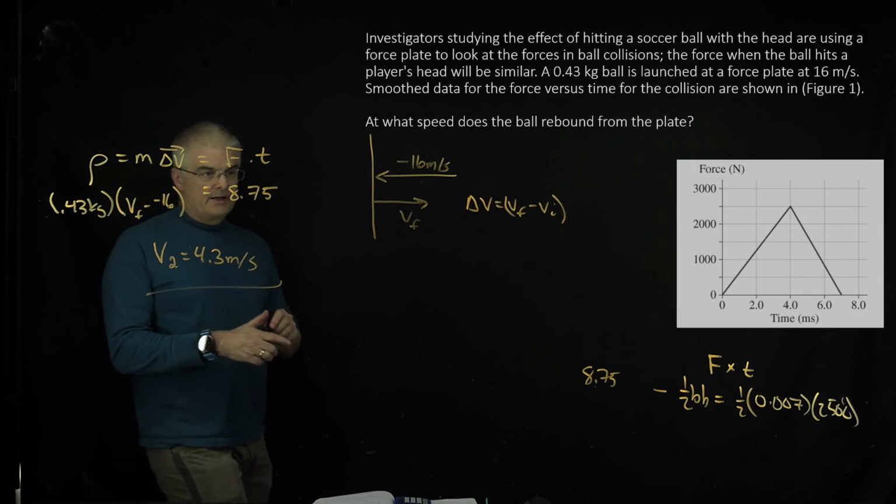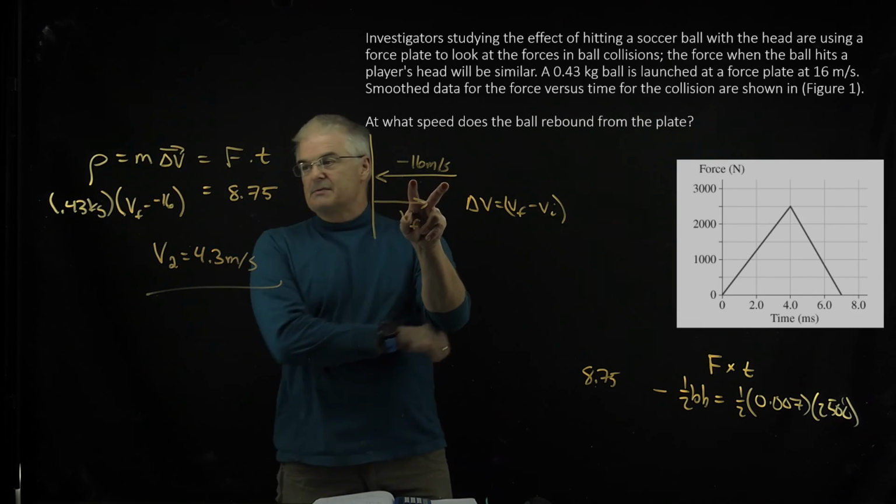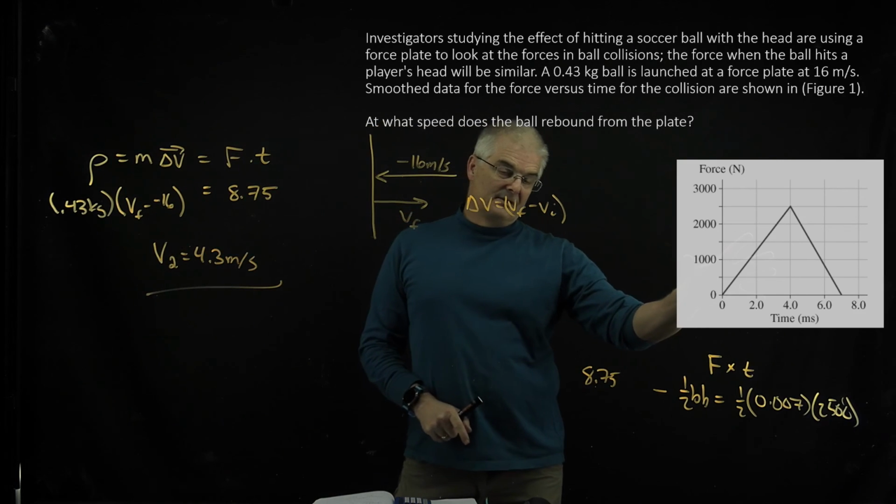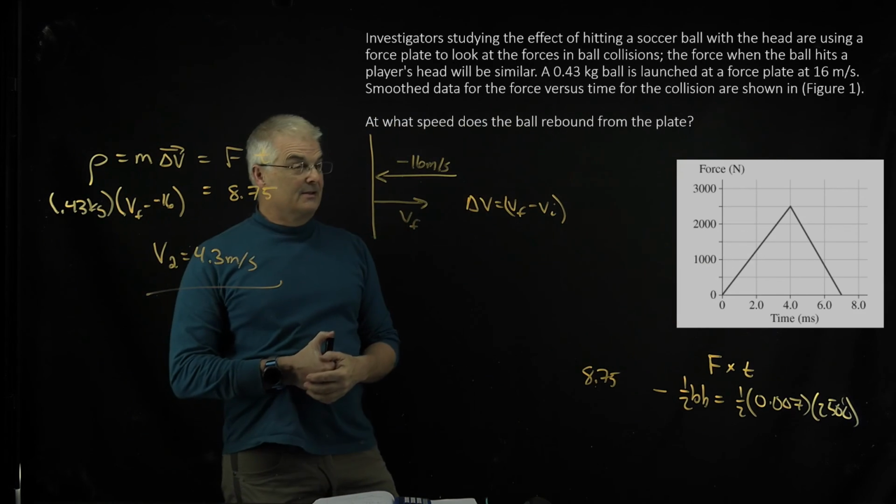Kind of tricky. I think the trick on this is you've got to realize this is negative 16. It's minus and negative here. And then you had to do the area under this curve. So there's a lot of tricks in this difficult question.